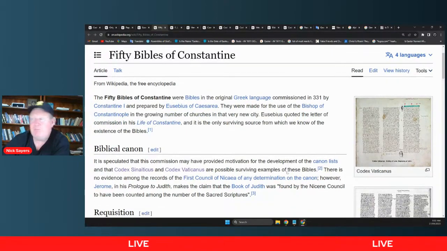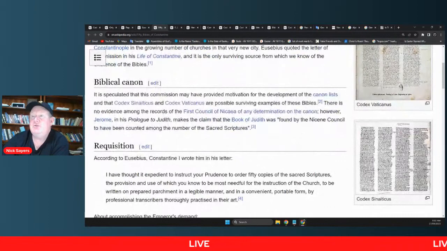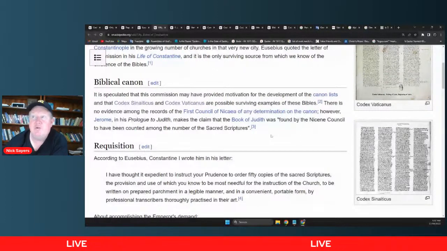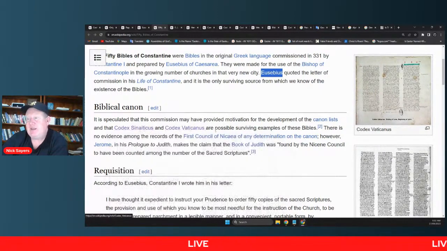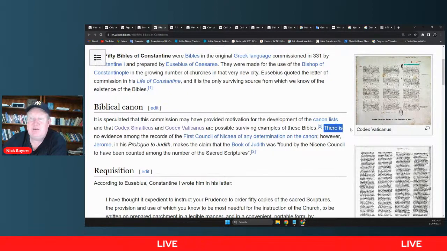So this is quite an important little thing. The 50 Bibles, biblical canon. It is speculated that this commission may have provided motivation for the development of the canon lists, because remember when we were looking at the lists, it was the Eusebian canons. The canon lists, and that's Codex Sinaiticus and Codex Vaticanus, are possible surviving examples of these Bibles. So they're speculating that these are, but it's interesting to know that this did happen.